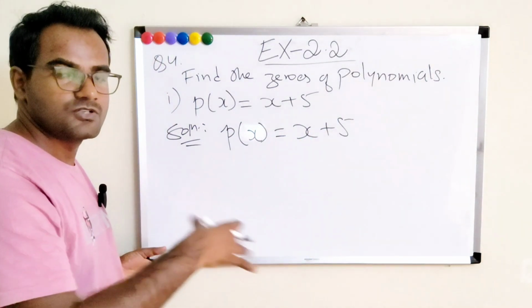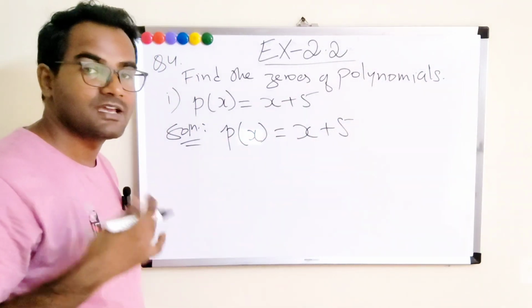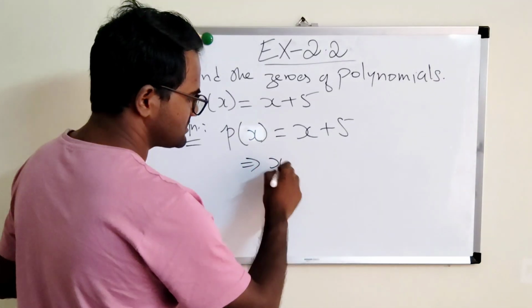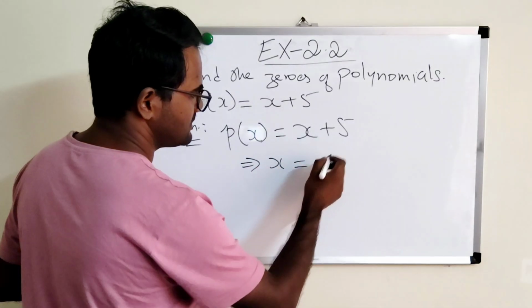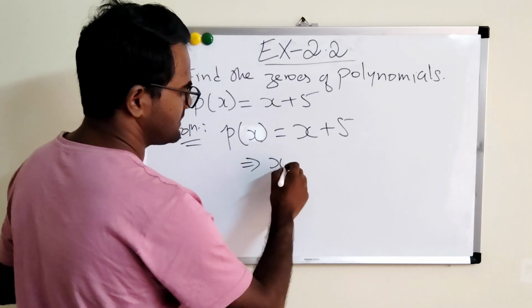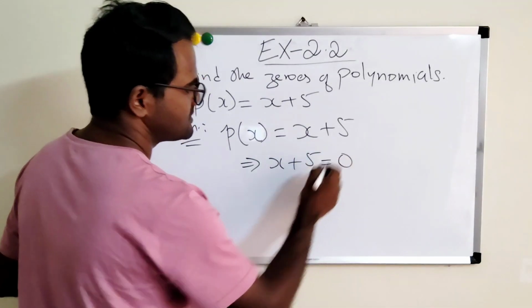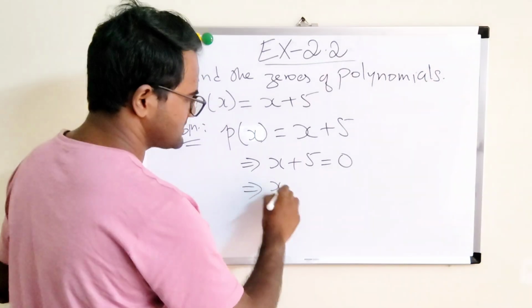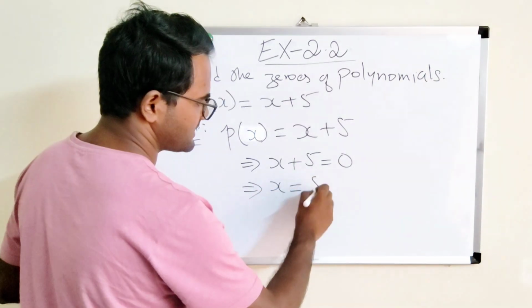So this is given. Now you need to find the value of this x. So you try to put this x on the left hand side. Alright, before that, x plus 5 equals 0, you know. Then we will write x, and we'll send this 5 to the right hand side.